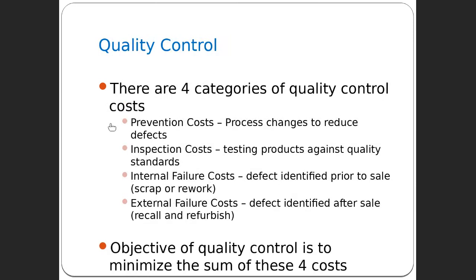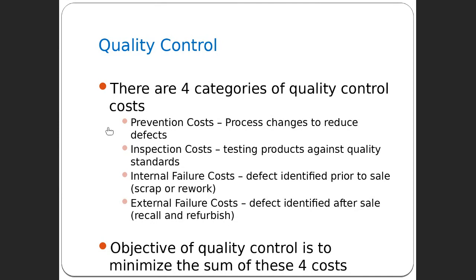All right, so we have the last topic for this chapter, which is quality control. There are 4 stages of quality control, and the earlier you can detect the issues, the less it will cost you.